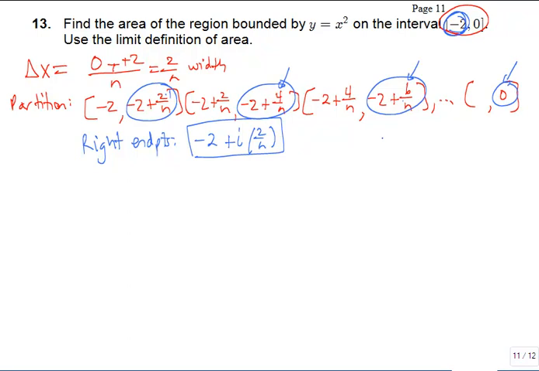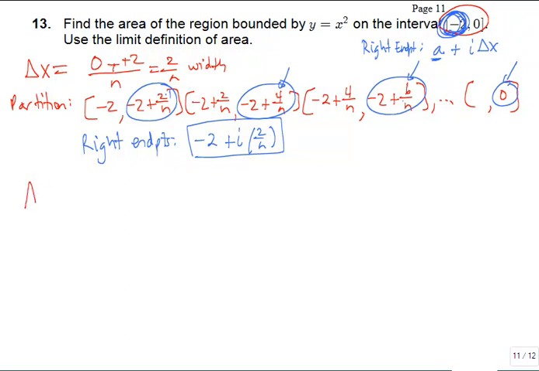And the rule of thumb here is that it's always going to be whatever this left endpoint is, I'll call that a, plus i times whatever your width is. That's kind of the general formula that will generate that right endpoint every time. Whatever that left endpoint is, a, plus i times your width. Okay? So now that we know our endpoints and we know our widths, we're ready to write our area.